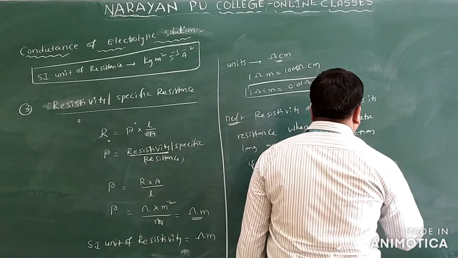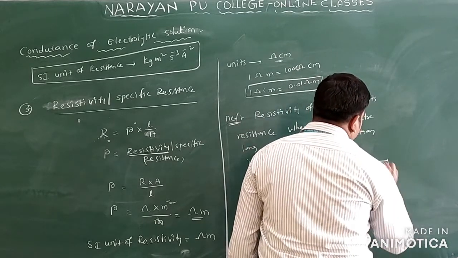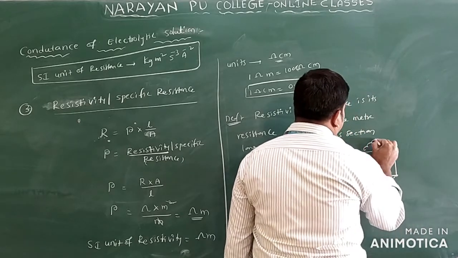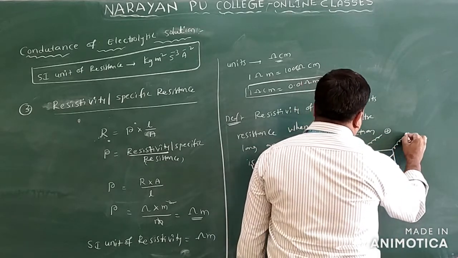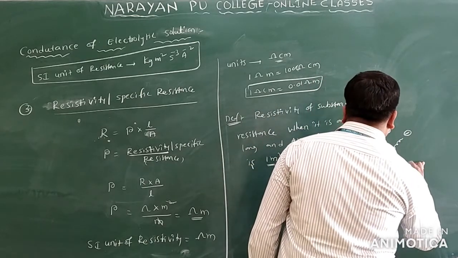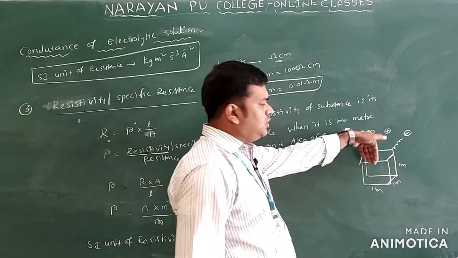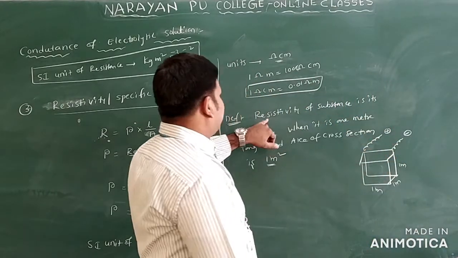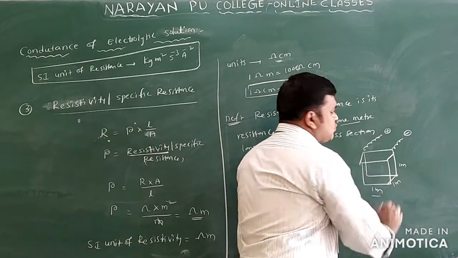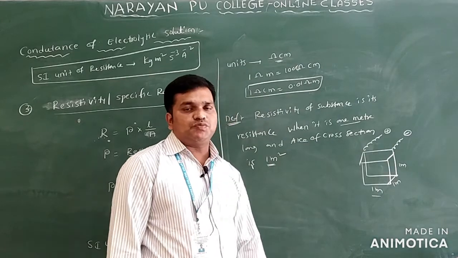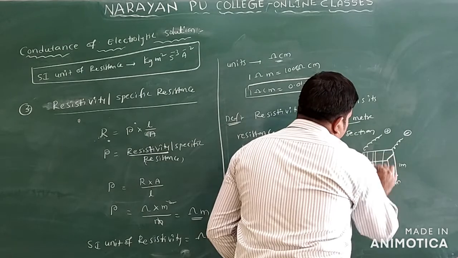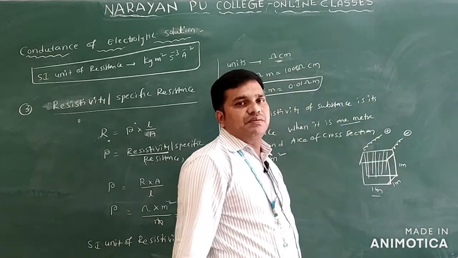In this container the electrolytic solution is there, and you can add plus and minus electrodes. This is 1 meter, this is 1 meter, and this is 1 meter. If the electrolytic solution is kept in this container, the resistivity of the substance is the resistance when it is 1 meter long and the cross-section area is 1 meter square. You want to find out the resistivity of the substance.